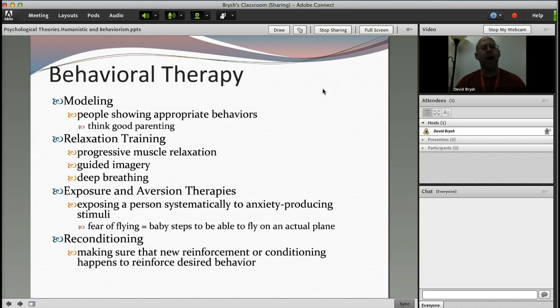Okay, so we've talked about some experiments like Pavlov's dogs. Let's talk about how a behaviorist would use this in therapy. A behaviorist would use modeling, which is showing what an appropriate behavior is. Good parents do this all the time. They say, in this house, we don't do that, and they model for their kid how to behave in a certain way.